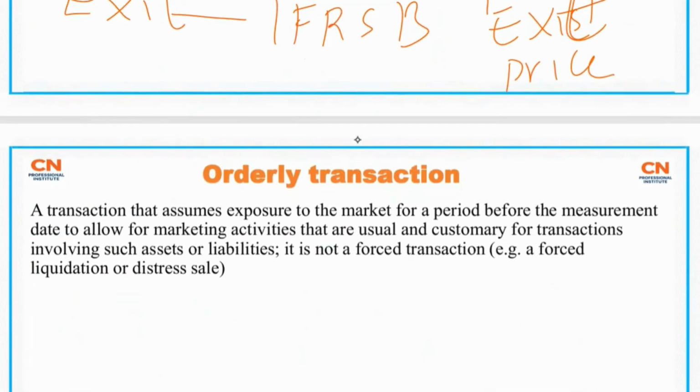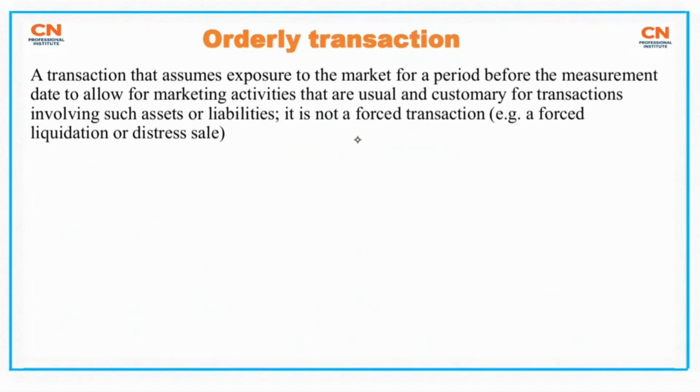And then it says orderly transaction. A transaction that assumes exposure to the market for a period before the measurement date to allow for marketing activities that are usual and customary for transactions involving such assets or liabilities. It is not a forced transaction. Example, a forced liquidation or distress sale. So yes, we said the transaction should be orderly. It should not be a forced transaction.